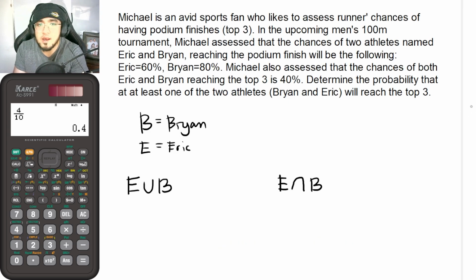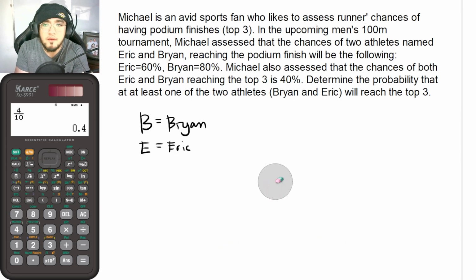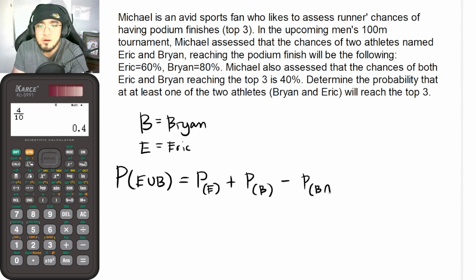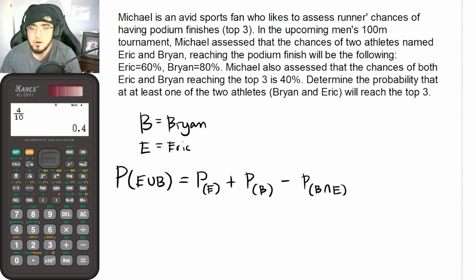Okay, so with that being said, the equation that we have derived earlier: the probability of Eric union Brian is equal to the probability of Eric reaching the podium plus the probability of Brian reaching the podium minus the probability of both of them reaching the podium. Why do we subtract this value? The subtraction of the probability of their intersection is for us to prevent redundancy.